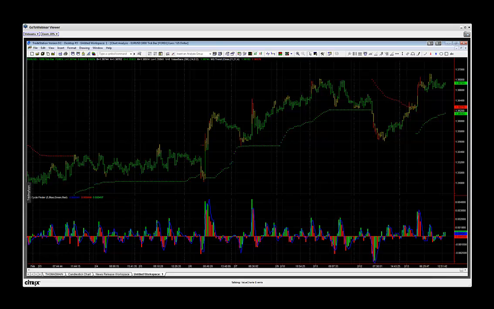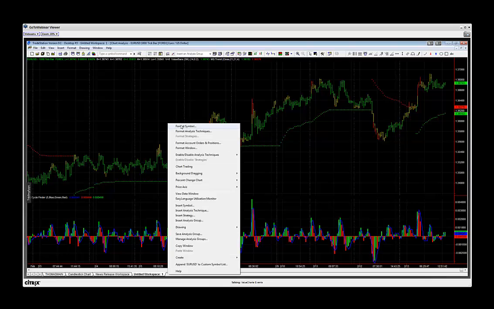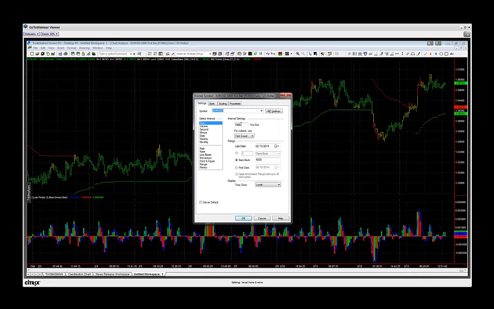How do I change to a 1,000 tick bar? In TradeStation, you click on the chart and then type 1000 space TICK. Or you can right click on the chart, format symbol, go to your settings and change it right here. Set the number of ticks, and then hit OK.